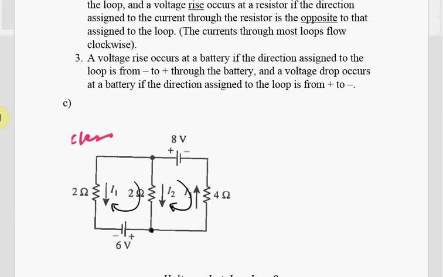So look at the right loop. Here we're going clockwise. If I'm starting here at the reference point with this node, and I go this way, look at this resistor. The direction of the loop is opposite of the direction that's assigned to this resistor, so it's going to be plus, right? So it's going to be +2 I sub 2. And then when I come to this 8-volt, it's plus going to negative, so it's going to be -8, right?